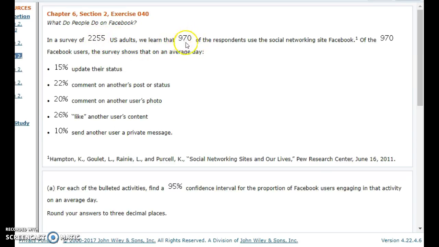So 970 of them use social networking site Facebook. Of them, 15% update their status, find a 95% confidence interval with 3 decimal points. Let me pull up the calculator.